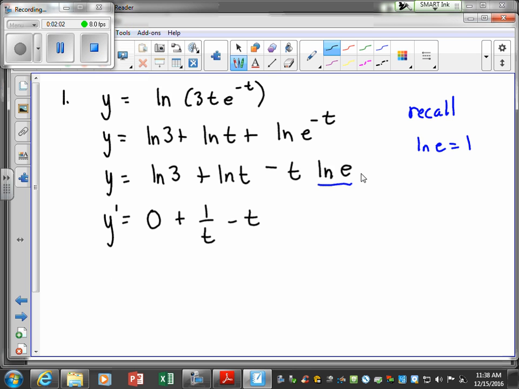So y prime is going to be 1 over t minus t.